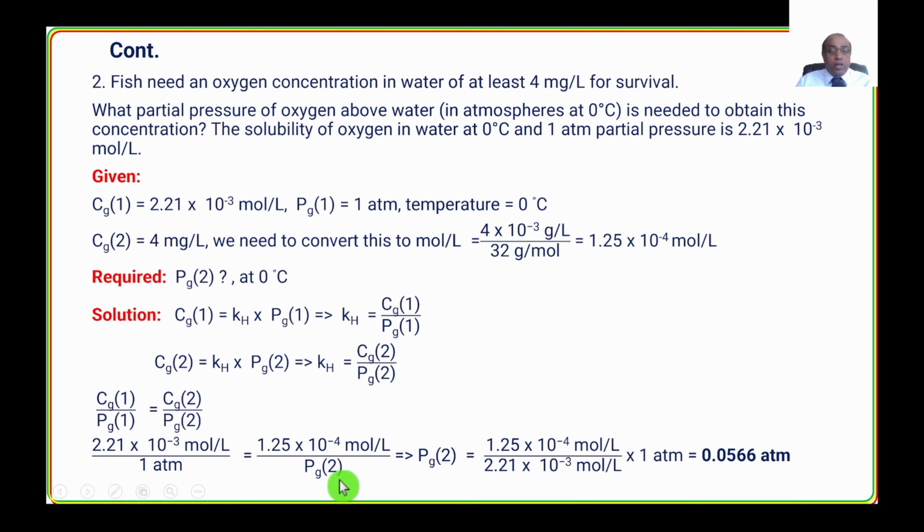If you plug in the values, and this is the partial pressure of the gas, you need to solve this. So just rearrange it. In this case, you will get 0.566 atmosphere. So this mole per liter will be cancelled by mole per liter. What does this mean? In order to survive, fish need 0.566 atmosphere of oxygen. If the partial pressure of oxygen is less than this value, in general, aquatic life will be in danger.